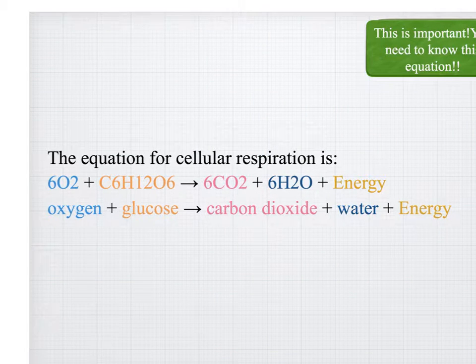Again, we see that equation, and if you were to flip it around, so to speak, you would have the equation for photosynthesis. So 6 molecules of oxygen with 1 of glucose will yield 6 carbon dioxides, 6 waters, and energy. Now we know that this product is actually the reactants for photosynthesis. So again, if you flip it around and go the other direction, you are giving us the equation for cellular respiration.